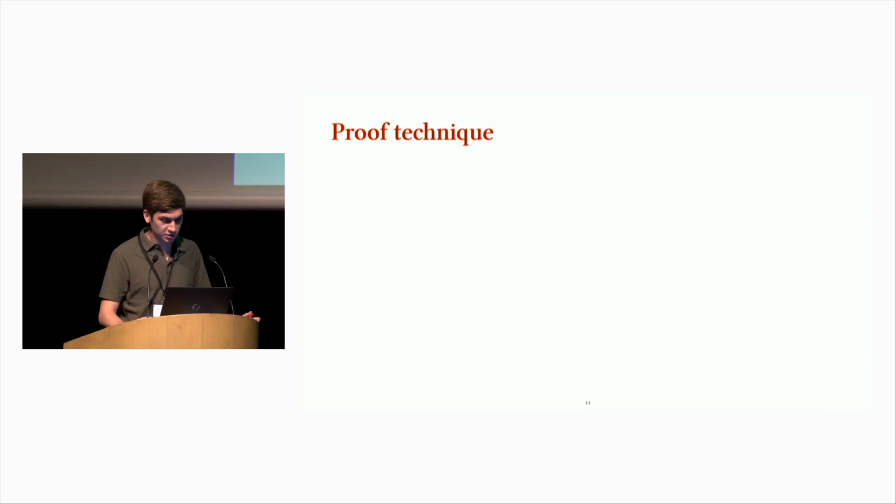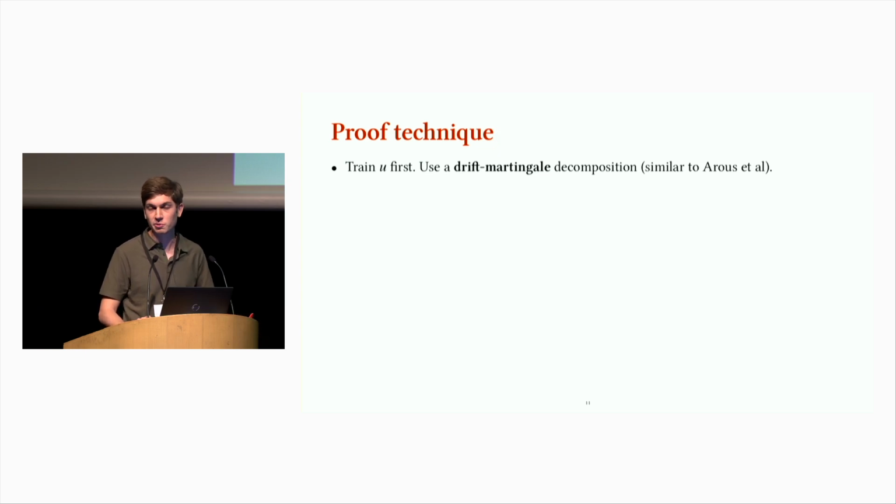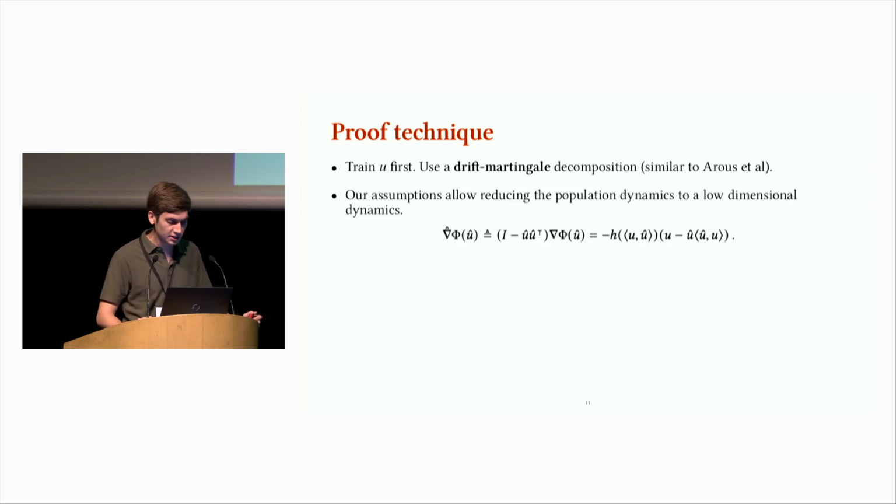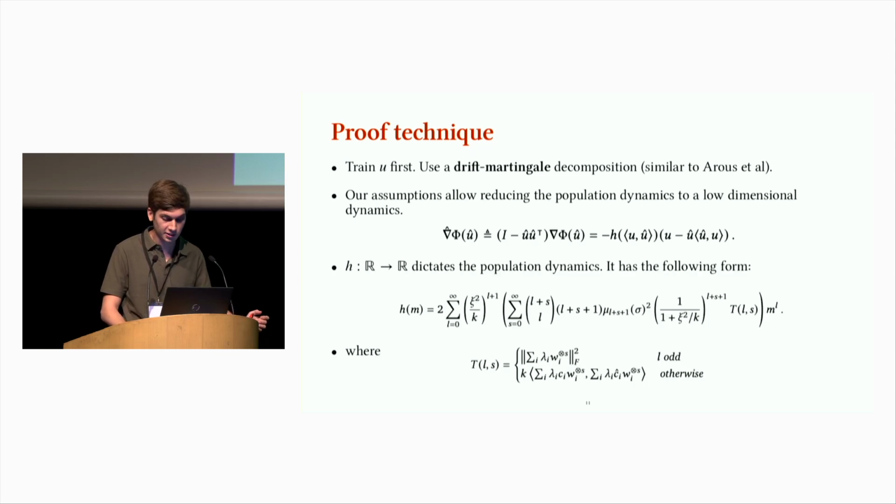The proof technique we use is to analyze the dynamics essentially and show that the estimate converges to the ground truth. To simplify the analysis, we recall we had C and U as vectors, and we fixed C, trained U, and randomly initialized C. We use a drift martingale decomposition similar to previous work on single index and multi-index models. Our assumptions allow us to reduce the population dynamics to this low-dimensional quantity that only depends on the overlap between the ground truth and your estimate, according to some very complicated nonlinearity.